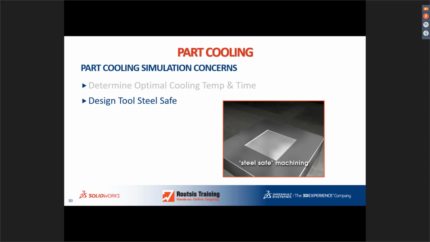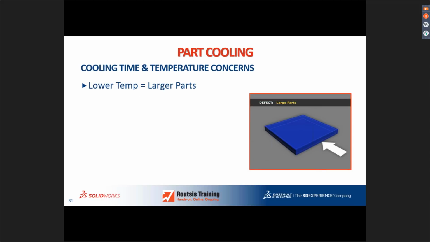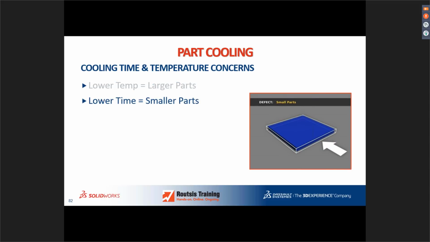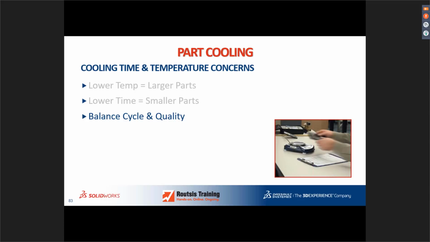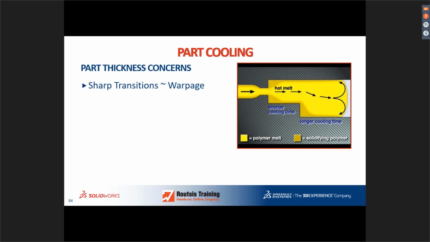Typically, the best steel-safe dimensions are in the direction of flow of the material. Those will be consistent, and typically what you'll find is your dimensions will tend to stay the same. As a rule of thumb, a lower temperature will equal a larger part, and a lower time will equal a smaller part. So this gives us better cycle time and better quality on the part.